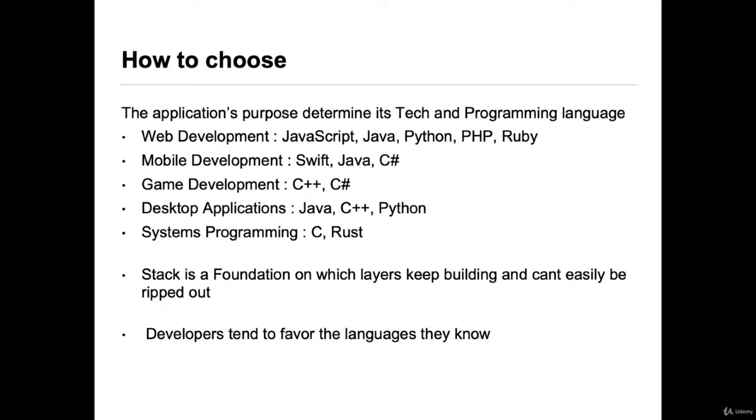Also, a stack is a foundation on which tech layers keep on building, and they can't easily be ripped out. So if you've started with a particular language or a tech stack, then you tend to continue with that. So that's also an exit barrier. Similarly, developers tend to favor the languages they know and therefore tend to continue with that.